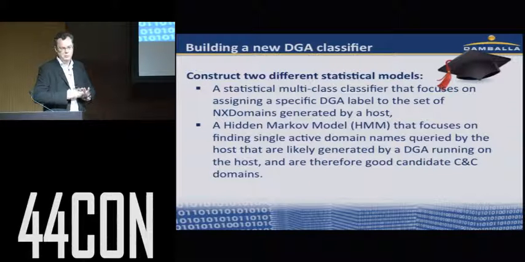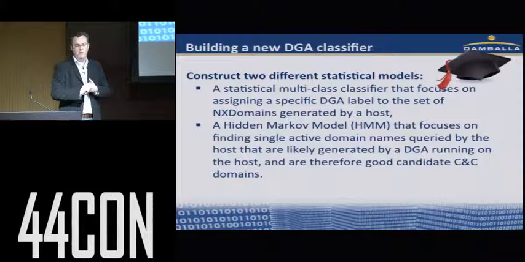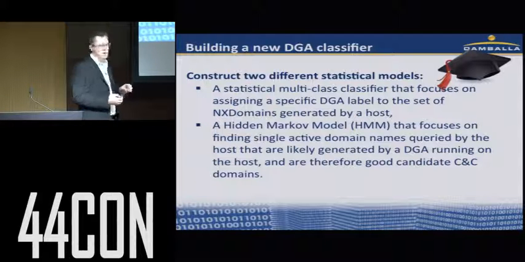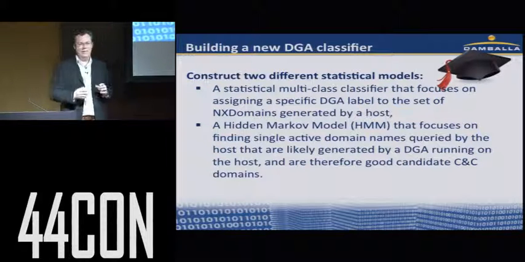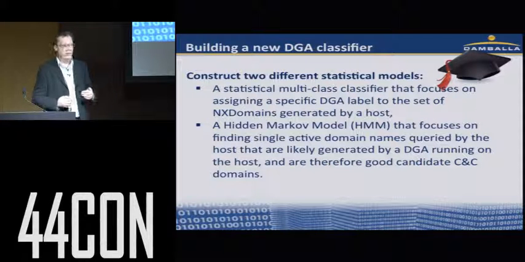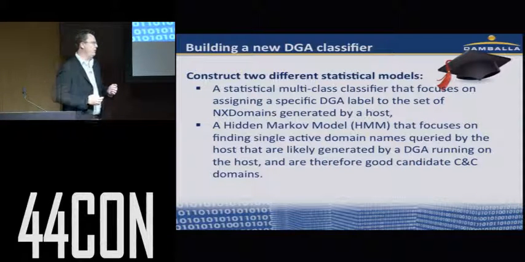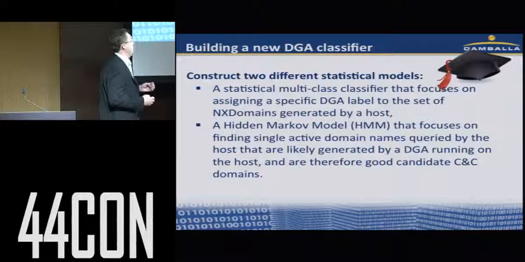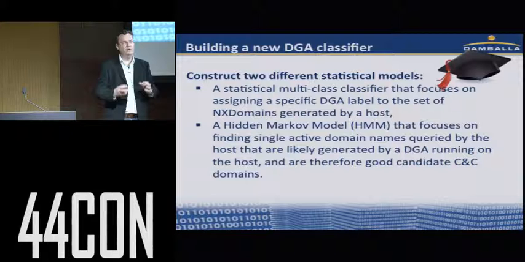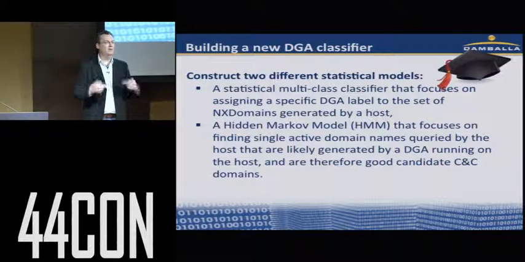So I'll skip past that. Well, actually, no. There are two elements to the statistical clustering. You can have the multi-class statistical clustering, and that's going to help you label these NX domains, these clusters here, as belonging to a particular threat. Another way is to use hidden Markov models, HMMs, to come up with, if you like, a loose signature that you would use to identify domain names that were successfully resolved.